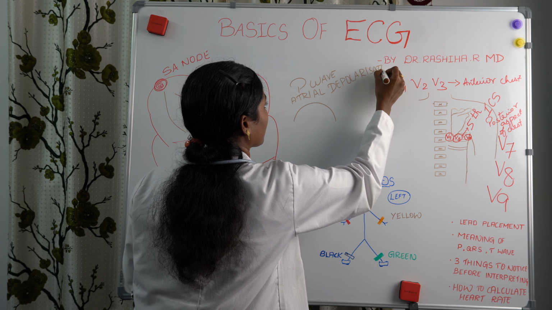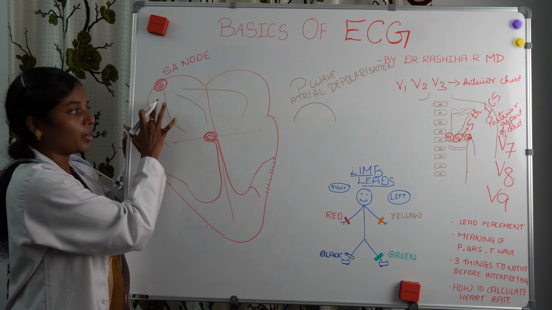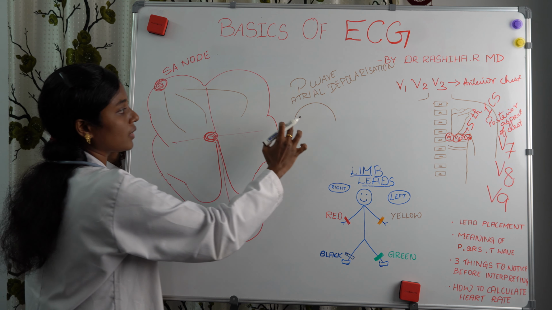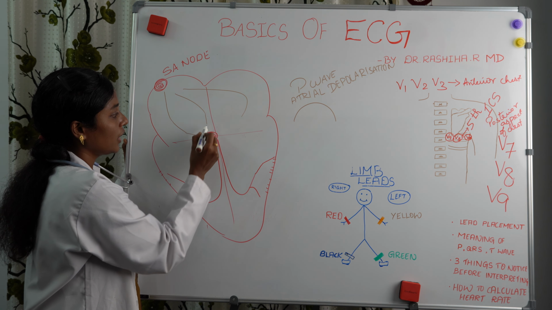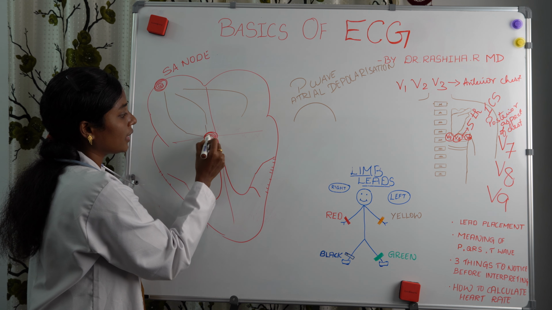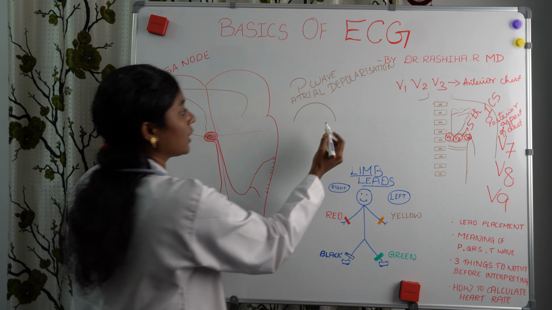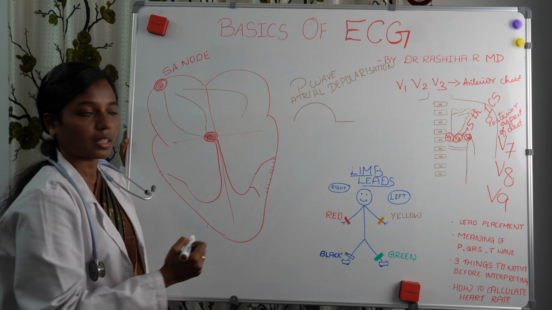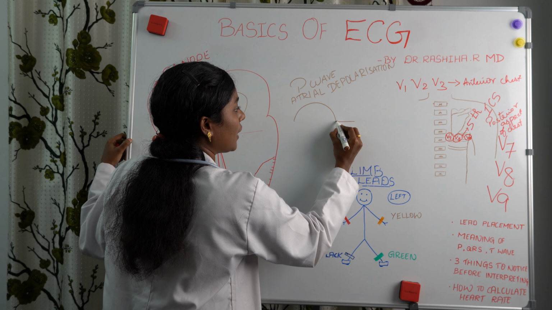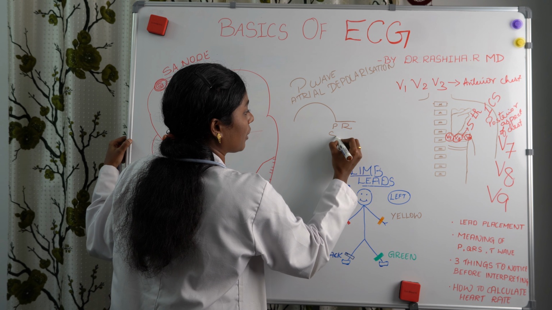So the electrical activity in the atrium is seen in the ECG as the P wave. After reaching the AV node, there is a delay inside the AV node. That delay is seen in the ECG as the PR segment. That is an isoelectric line, that is the PR segment.